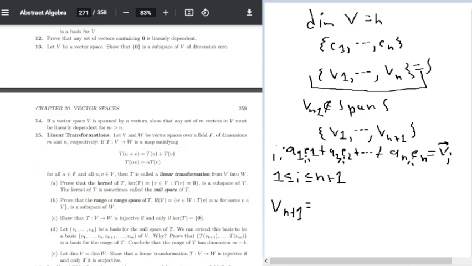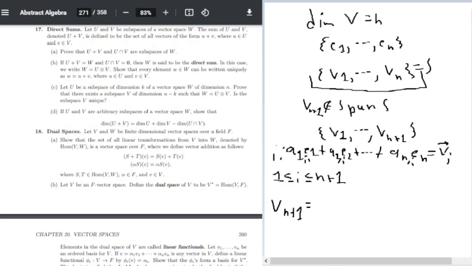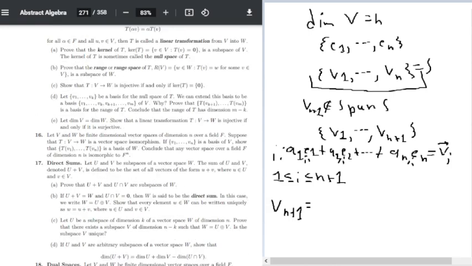14. If a vector space is spanned by n vectors, show that any set of m vectors must be linearly dependent for m greater than n. This is the same kind of argument we were talking about proving later. But I'm going to skip that for now.